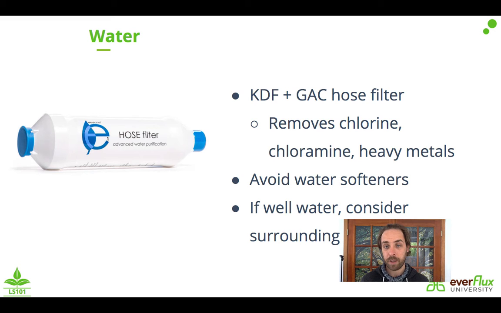Look for something that is KDF and GAC. KDF stands for Kinetic Degradation Fluxion, and GAC is granular activated carbon. So if you have these two steps in the filter on your hose, you're going to be pretty good for removing all those contaminants you have to worry about in city water. You want to avoid water softeners. Those are going to introduce stuff that's not great for your plants.